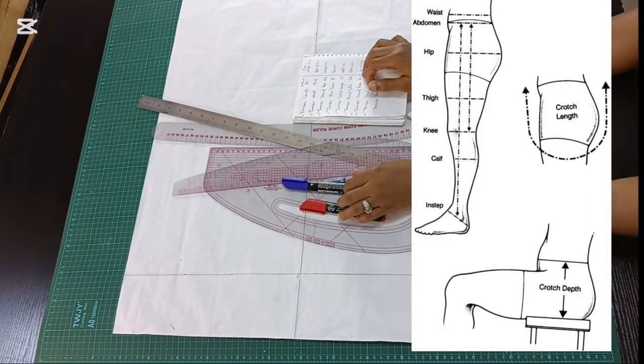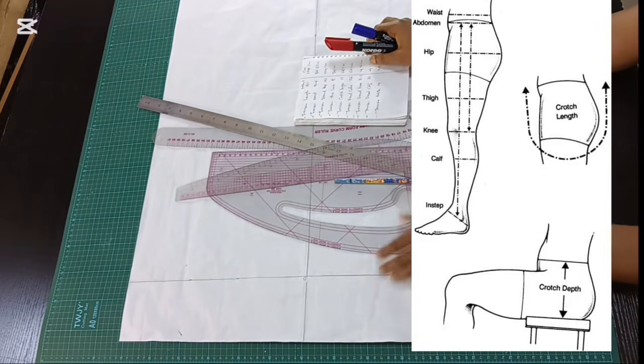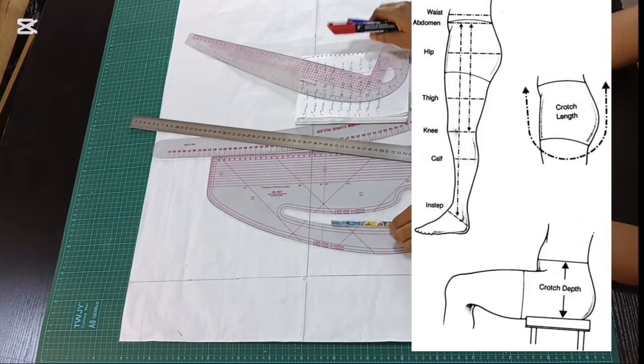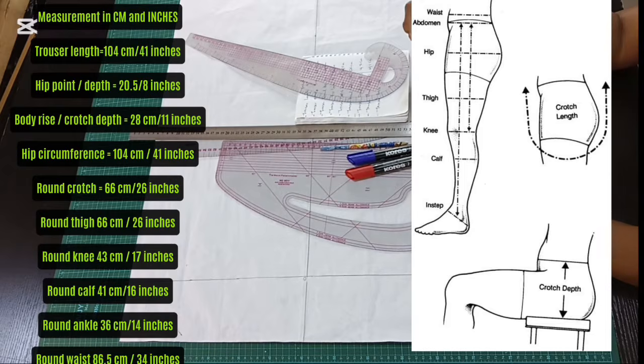So in this class, we'll be using these things to draft this pattern. We have the curve, the hip curve, the ruler, the pencil, and the pattern marker, plus the eraser.